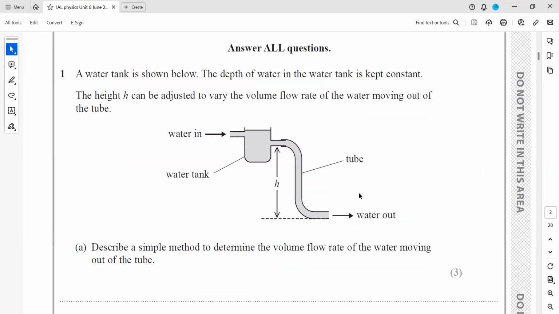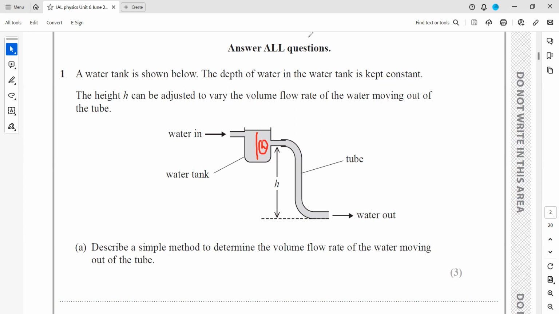So a water tank is shown below. The depth of the water in the water tank is kept constant. So the depth is not changing here. Water inlet is there and water outlet is there. The height h can be adjusted to vary the volume flow rate of water moving out. We can adjust this height, we can reduce it or we can increase it. That can be changed, but the depth of the water is not changing here.